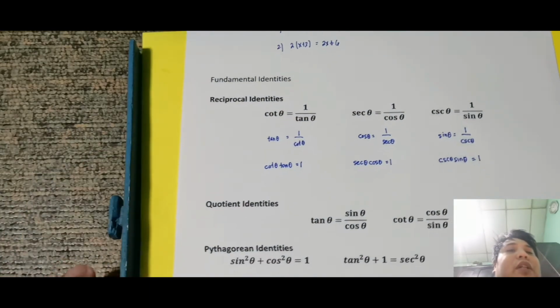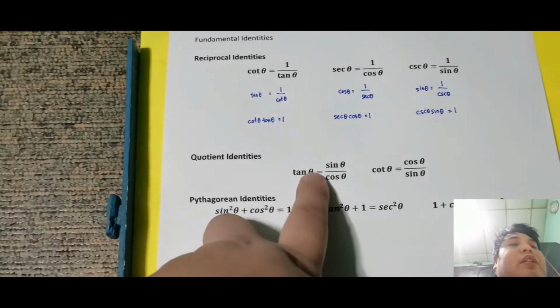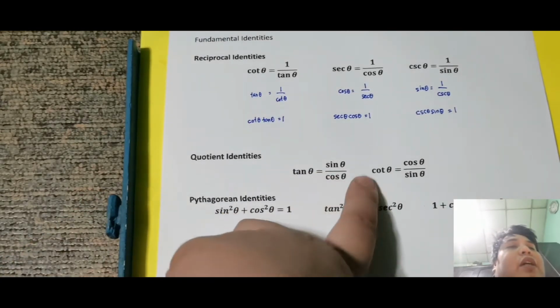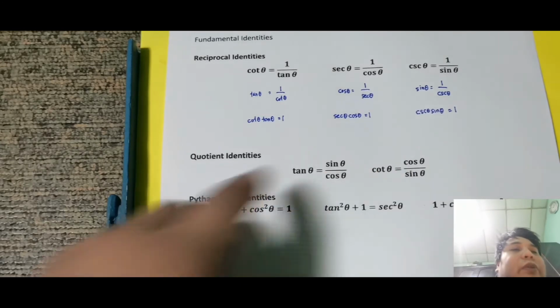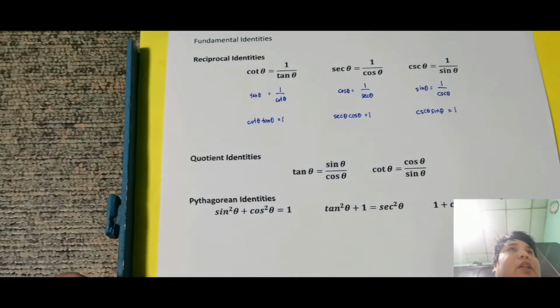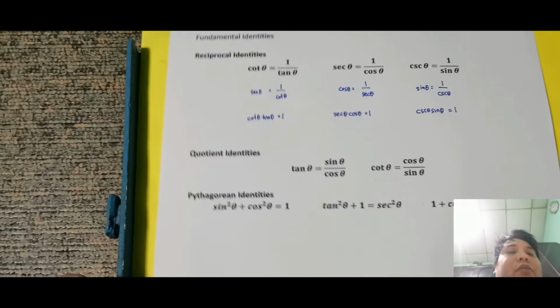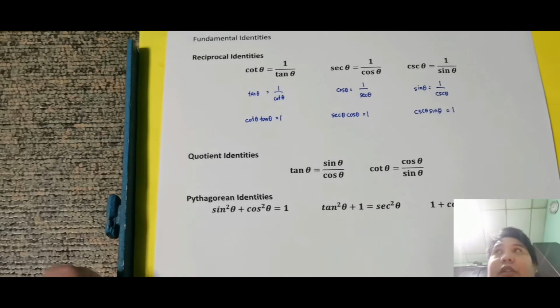Okay, next is the quotient identities. So if we have tan theta, so tan theta is just equivalent sa sin theta over cosine theta. Cotangent theta is cosine theta over sine. So tandaan yan. So where theta is any angle. So palit na kayo ng x, y, a, or kahit anong variable or kahit anong symbol, angle pa rin yun, basta nasa loob ng trigonometric function natin.